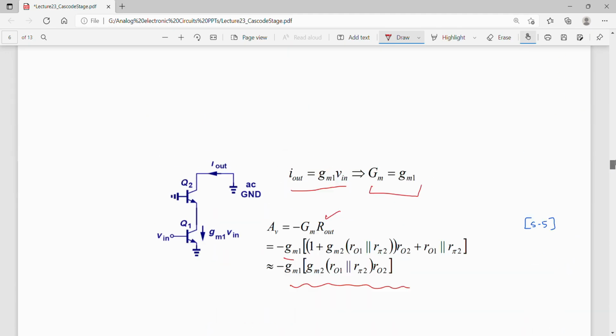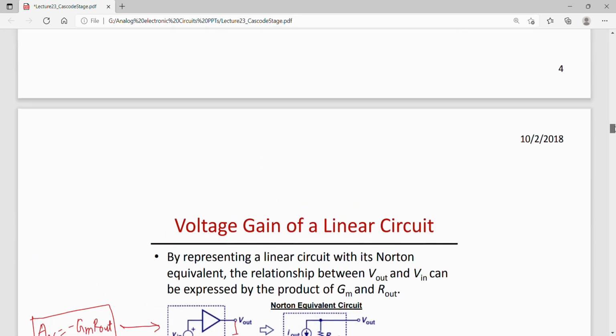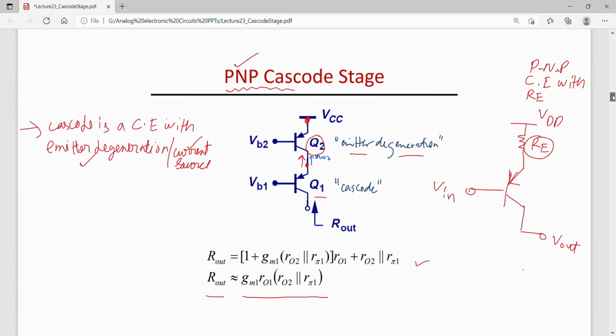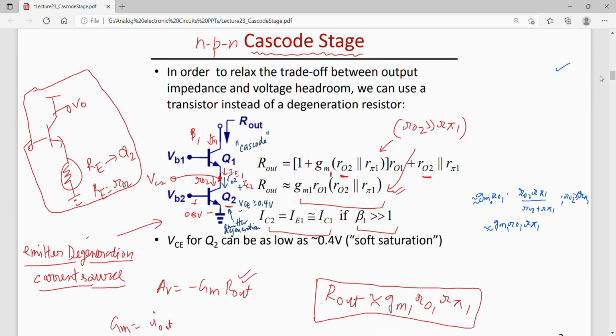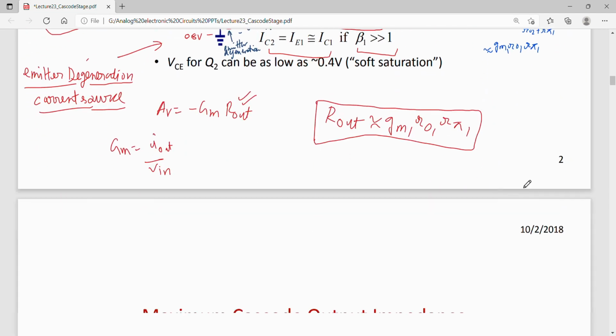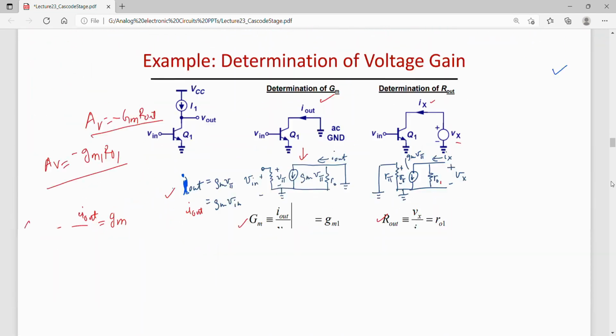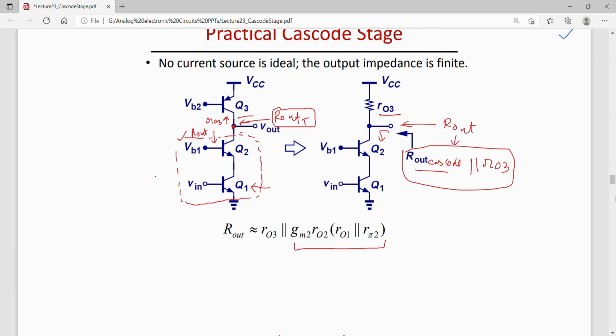I'll take you back to this slide where we had mentioned R out cascode, which is this much: GM1 RO1 multiplied by RO2 parallel to R by 1. So the same output impedance is valid in this circuit here for this cascode, that is Q2 Q1, so GM2 RO2 R1 parallel to R by 2, and in parallel with RO3. So one can write the output impedance of this circuit.